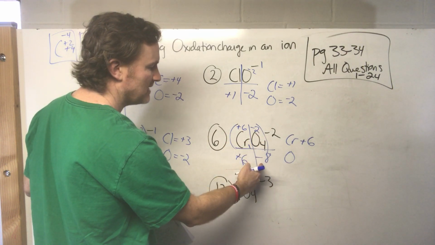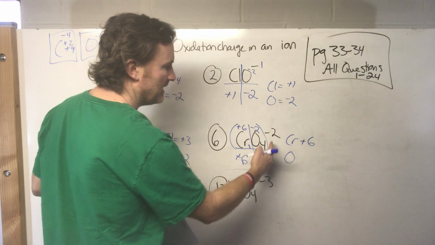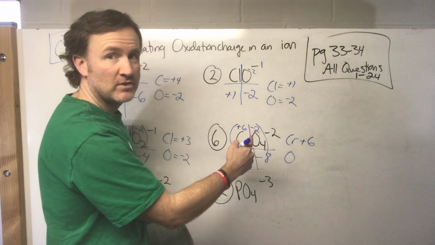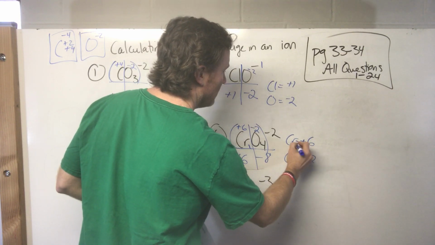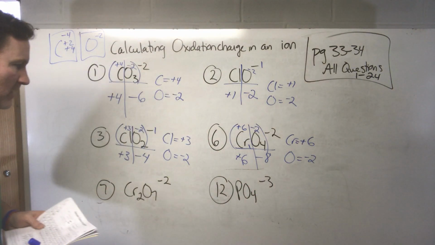-2 times 4 is -8. +6 -8 ends up with my whole overall charge of -2. So again, my oxygen is -2. Chromium is +6. Okay?